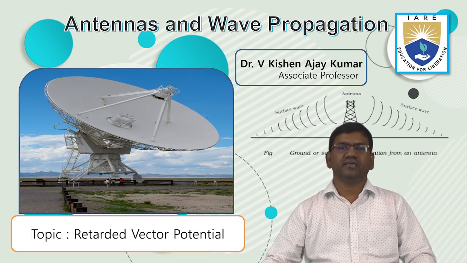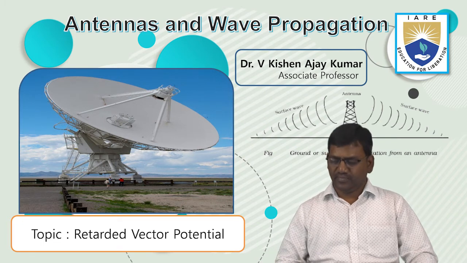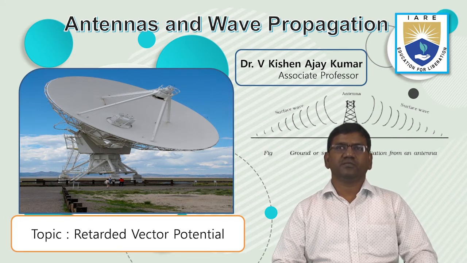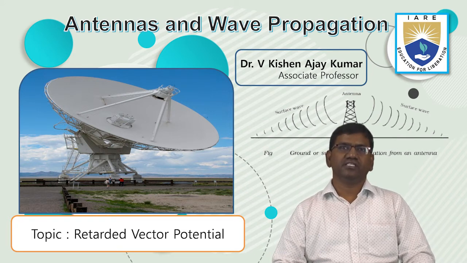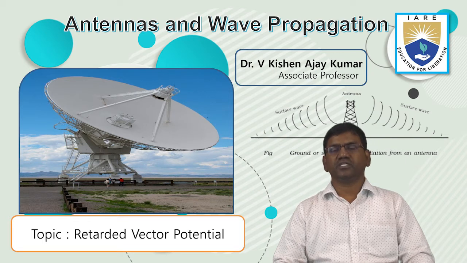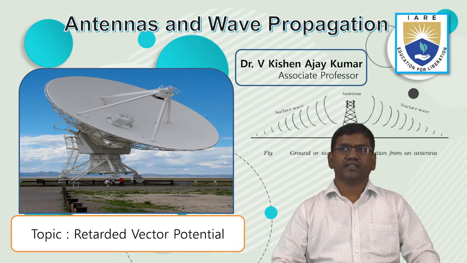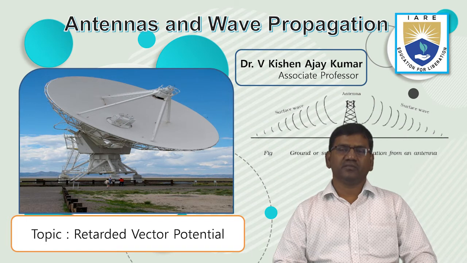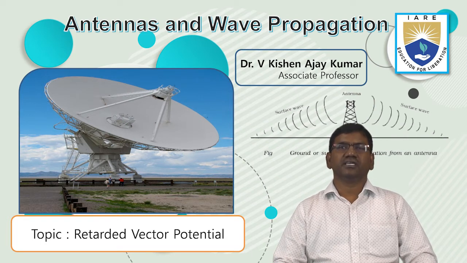Today's topic is retarded vector potential. In the previous session, we discussed what the potential is, what the electric fields and magnetic fields are, and how these fields are produced. Today we shall continue from the potential to the concept of retarded vector potential. Why should we study it, how can we apply it to antennas, and what parameters must be considered in calculating it? We'll see in today's session.